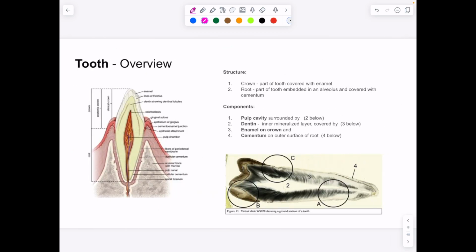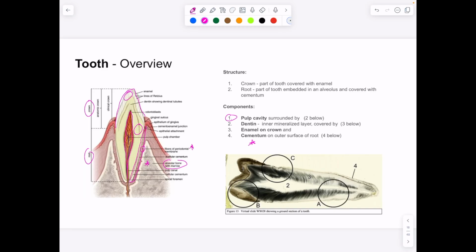Okay, so then we are moving on to the tooth. There are 2 parts of the tooth. There's the crown, which we can see here, and then there's the root. Components of the tooth: we have the pulp cavity right here, there's the dentin right here, there's the enamel on the crown, and then lining the edge of the root is the cementum, and then we have alveolar bone adjacent to it, and we'll talk about this periodontal membrane in between a little bit as well.